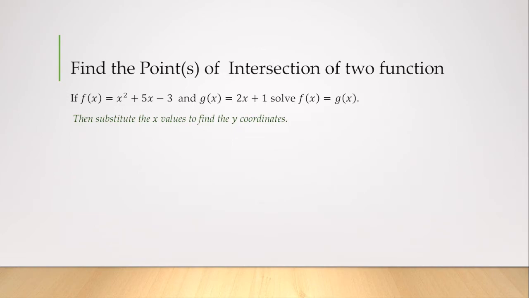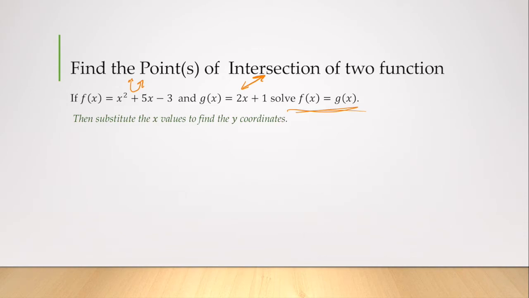Next, let's find the point of intersection for two functions. So if I have f of x equals x squared plus 5x minus 3, this is a parabola because it's a quadratic function. And g of x equals 2x plus 1, this is a linear function. I want to find where they're both equal. So we're going to find the x value where they both are equivalent, and then we'll substitute that back in to find the y coordinates of where these two graphs intersect.